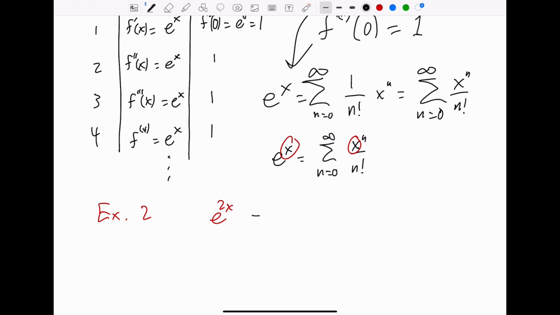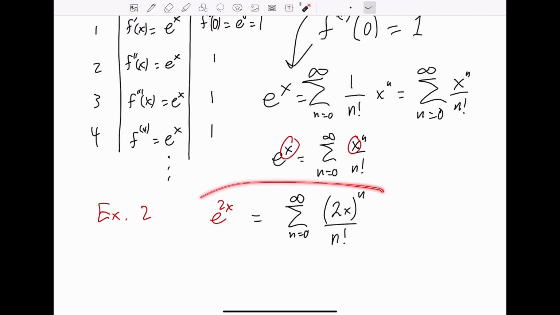So take the Maclaurin series for e to the x and just replace the x with 2x. So we have 2x rather than x raised to the n over n factorial. There we have it. This is the Maclaurin series for e to the 2x. And instead of finding it by hand, we just used our knowledge of the Maclaurin series for e to the x. Let's expand this out a little bit.